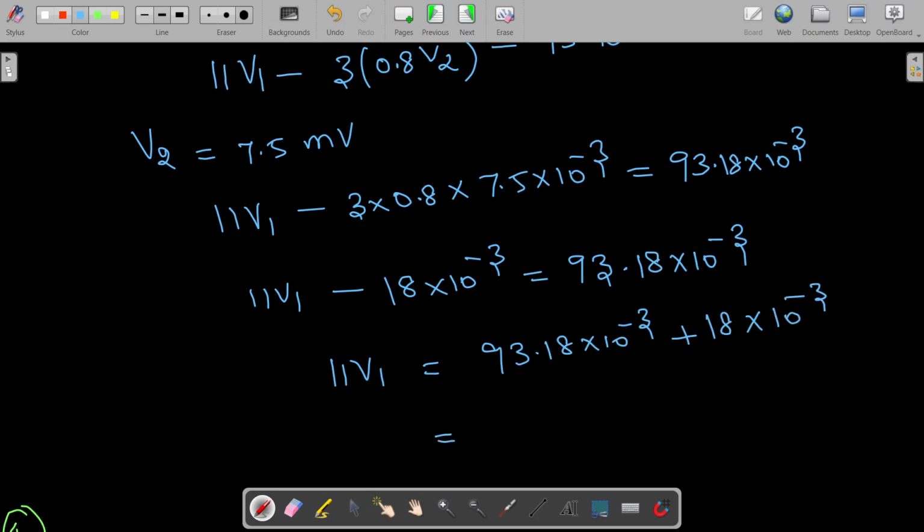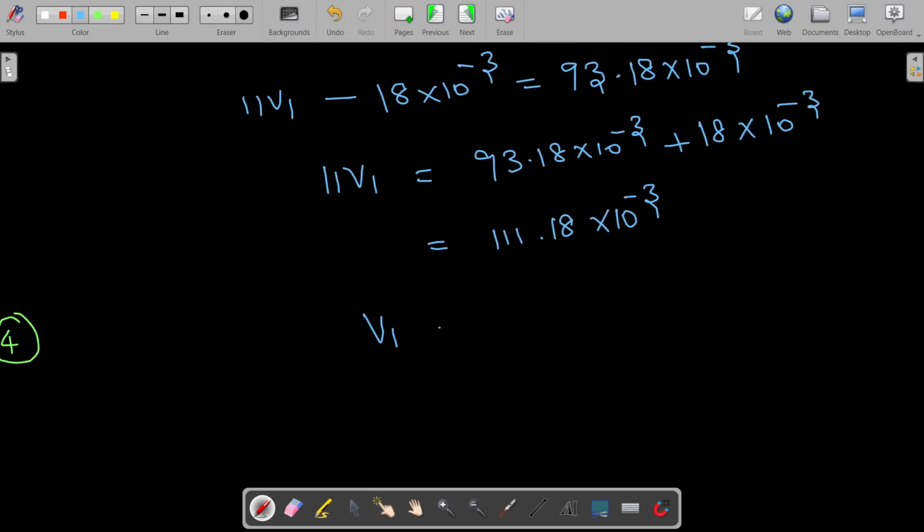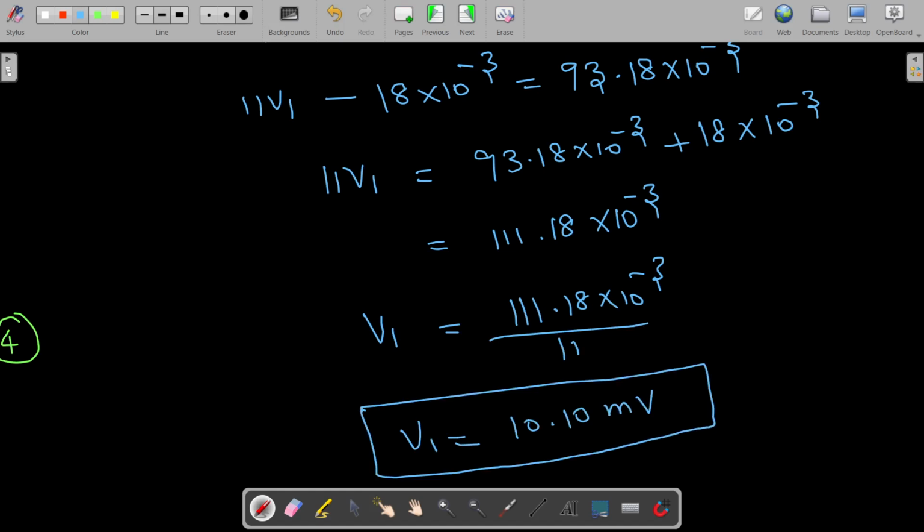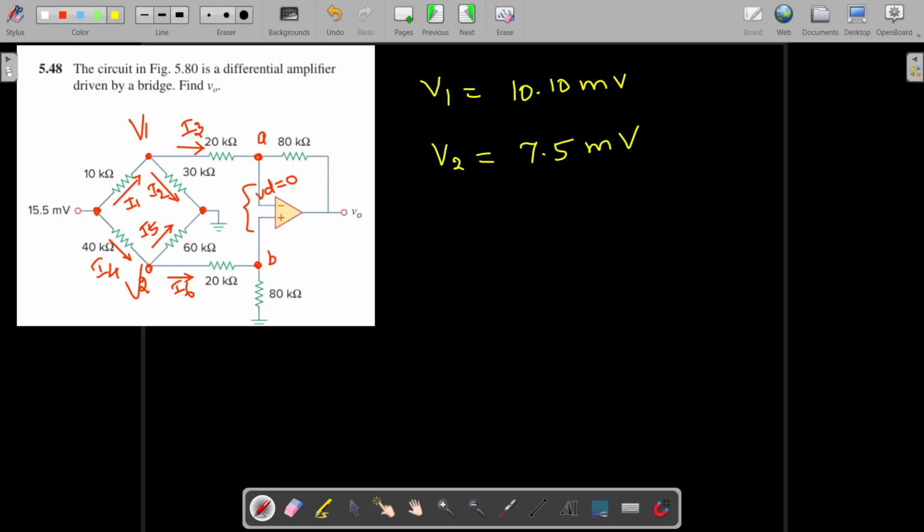So this is equal to 111.18 × 10^-3. So this is 11V1. What is V1? V1 is equal to 111.18 × 10^-3 divided by 11, which gives you 10.10 millivolts. So we got V1 as 10.10 millivolts. Let this be equation number 5. So we got the voltages at nodes 1 and 2, that is V1 and V2, which will act as the inputs for the inverting and non-inverting terminals.